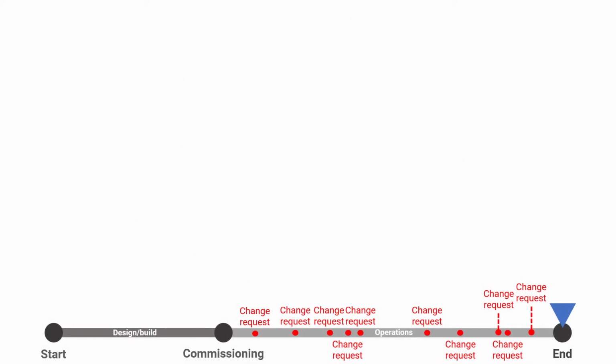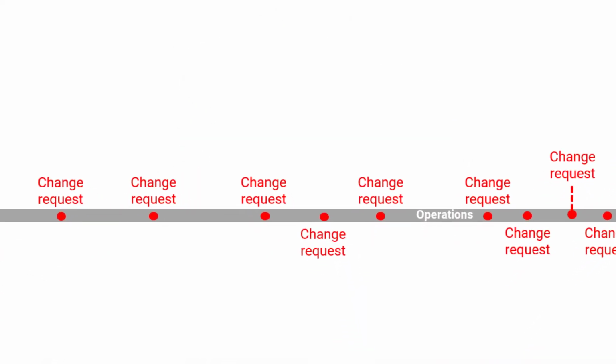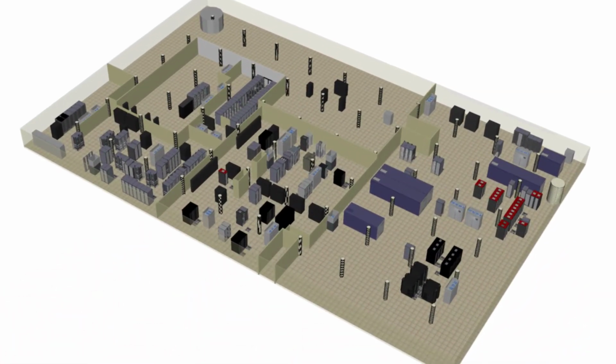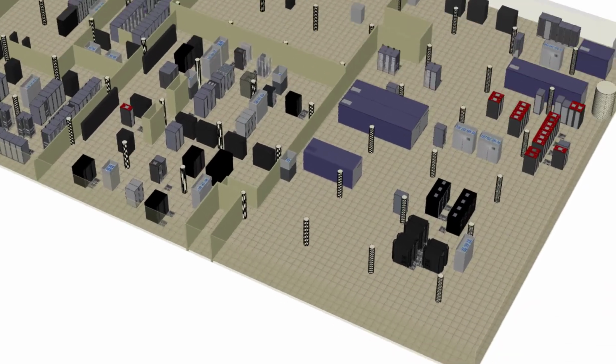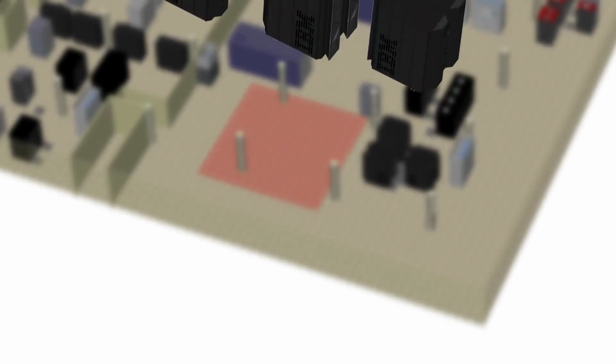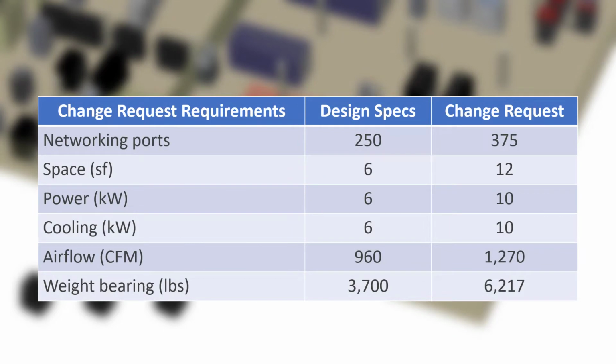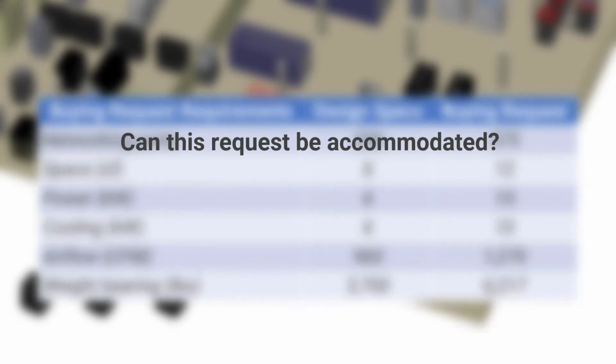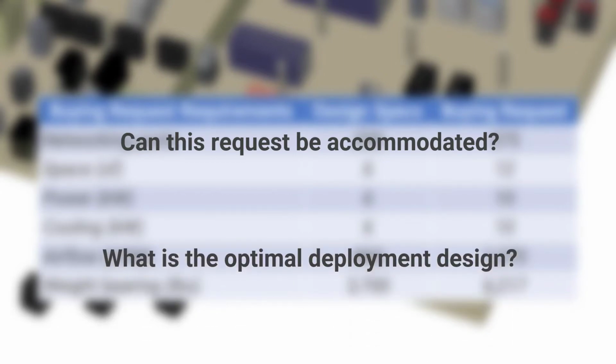So what are the causes of these dismal performance numbers? Let's zoom into a typical change request to see the problem in more detail. This change request will add 3 high-density IT racks to this data center. The resource requirements are almost double what the data center was designed to support. Can this request be accommodated? If so, what configuration will minimize costs and risk?